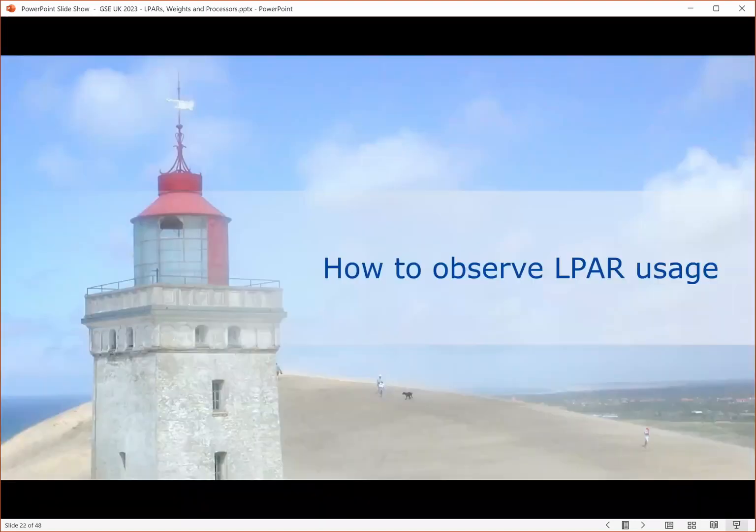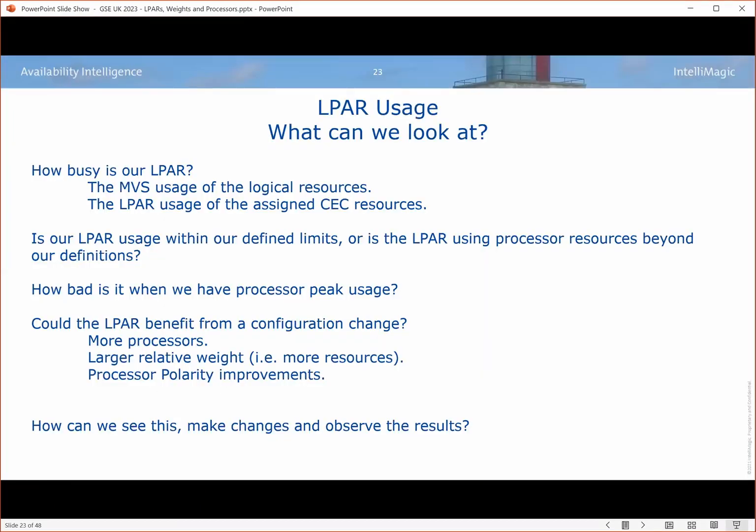So how can we observe the usage of the LPAR? Well, what do we want to look at? I'd like to look at how busy the LPAR is, i.e. the MVS logical resources, and also the LPAR resources assigned to that MVS image, i.e. the CEC resources. What's interesting to me as well is, within the limits that I've defined, is that MVS LPAR using more than I'm expecting and want it to? That's an important thing that we need to look at.